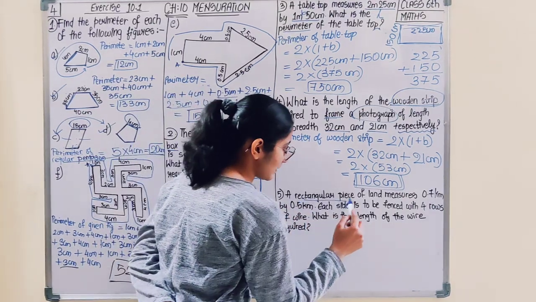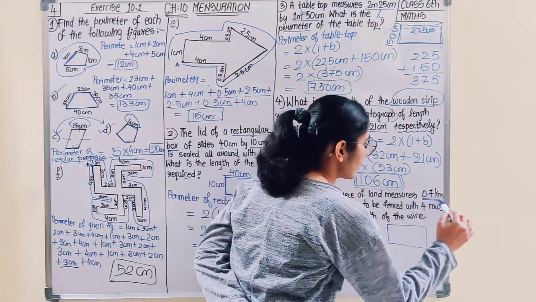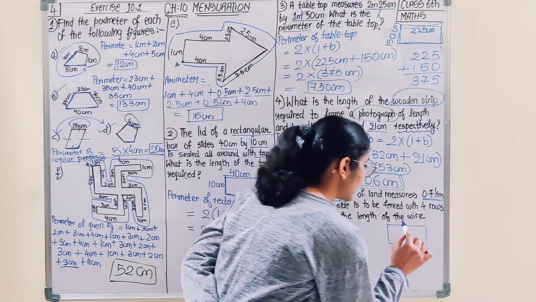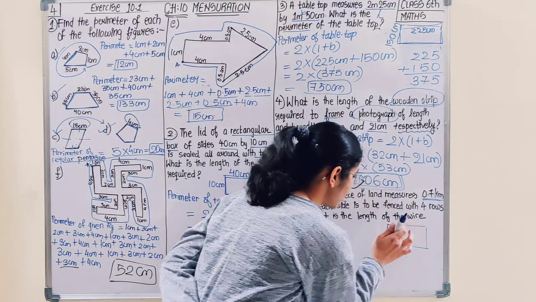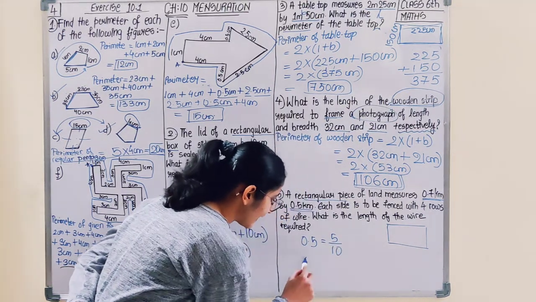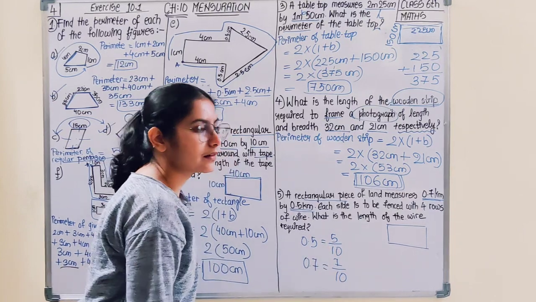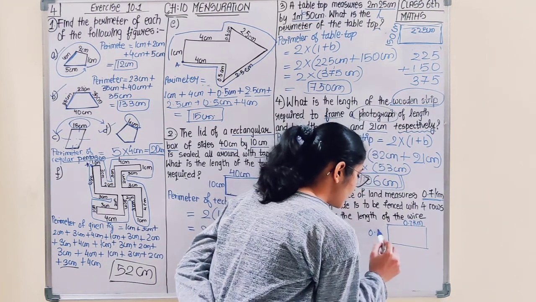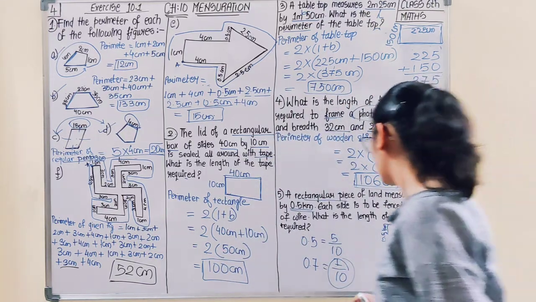Next, a rectangle is again given, of length measures 0.7 kilometer by 0.5 kilometer. Okay, so which is the length, 0.5 or 0.7, you let me know. First of all, can I write 0.5 as 5 by 10? And can I write 0.7 as 7 by 10? Which one is greater? 7 by 10. So, length is 0.7 kilometer, breadth is 0.5 kilometer.